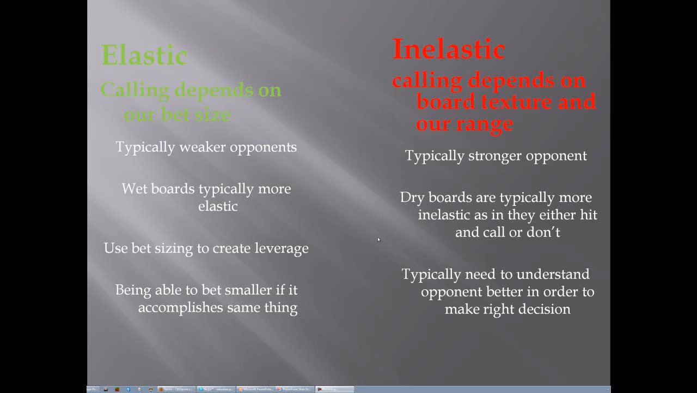Typically, we need to understand our opponent much better in order to make the right decision when they have an inelastic calling range. Again, like we mentioned, they are typically stronger opponents. So we're really going to have to have a strong game plan in place, and these opponents are going to be a lot more difficult to deal with than opponents who have elastic calling ranges.